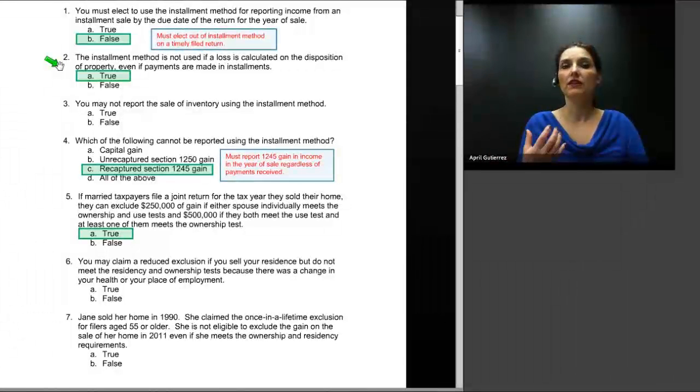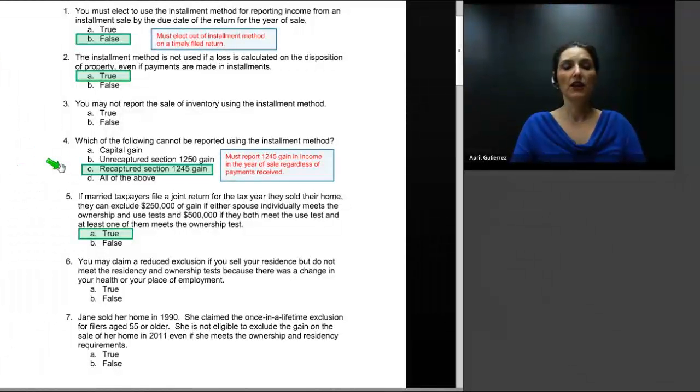If you sell property on an installment sale and you sell it at a profit, then you can use the installment method to report income from that sale as you actually receive it. But if you sell property at a loss, even if you have an installment contract with the buyer, you still have a loss, and you don't report your loss on installment. So losses are actually claimed in the year of sale, and the Form 6252 for reporting gain on an installment sale is only used when you sell property at a profit. So the installment method is not used if a loss is calculated. That is a true statement.